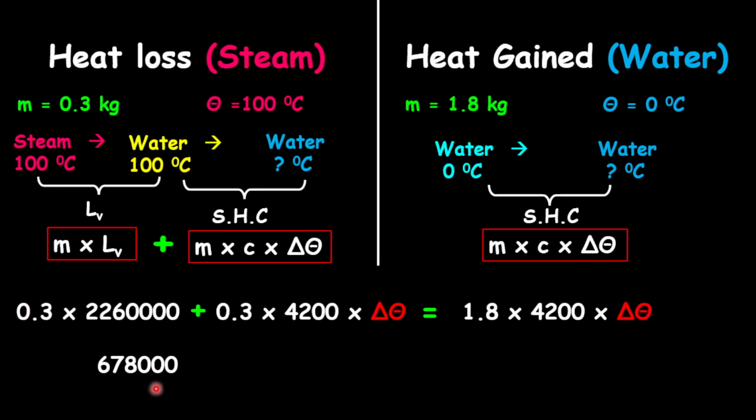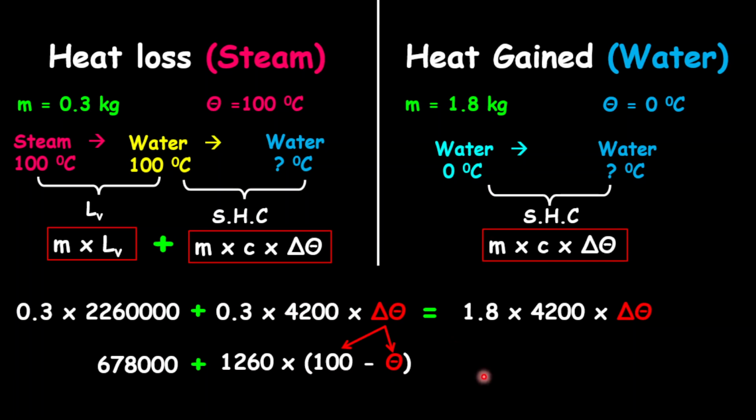Now, what we can do is go further and work out these that we know, which is 0.3 multiplied by that, which would give us 678,000. If we multiply 0.3 by 4,200, we should get 1,260. And we're going to put back our change in temperature. But to put back our change in temperature, what we know is that at this point, it will move from 100 degrees Celsius to that unknown temperature, which is lower, because if you're losing heat, the temperature must what? Drop. All right, so we're going to say 100 minus that unknown temperature, okay?